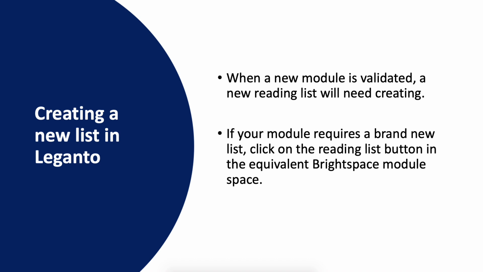So when a new module is validated, it will normally require a reading list. So you have two options available in this situation. The first is if you've got a module and it requires a brand new list. To do this, you click on the reading list button within that Brightspace module, and then Leganto will prompt you to create a new list.